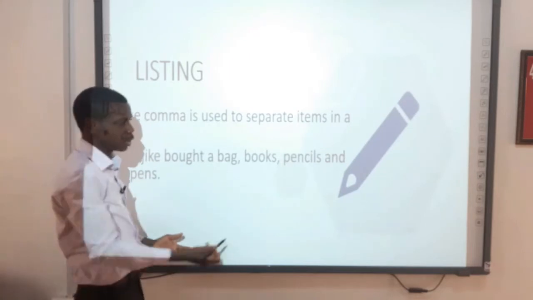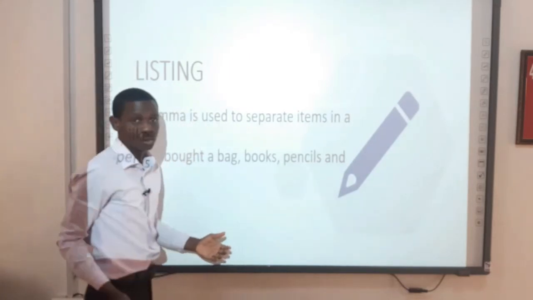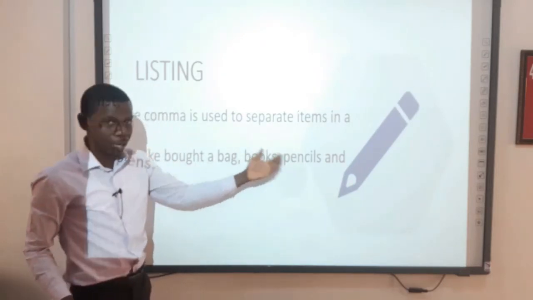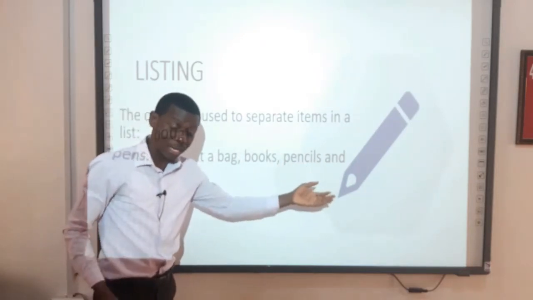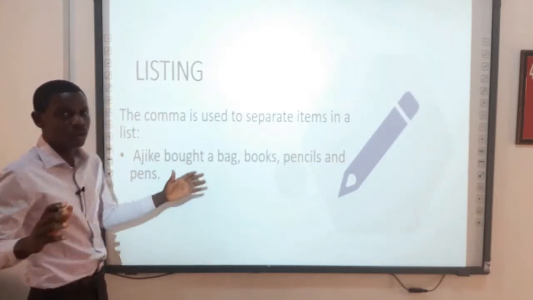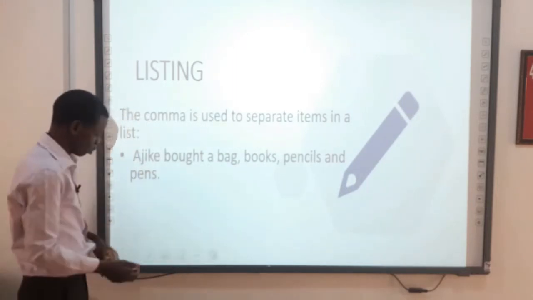At times, some people will say you should add a comma after pencils, in between the penultimate item and the conjunction and. However, it is not compulsory. It is called the Oxford comma. It is not compulsory. So let's move on to the next one quickly.